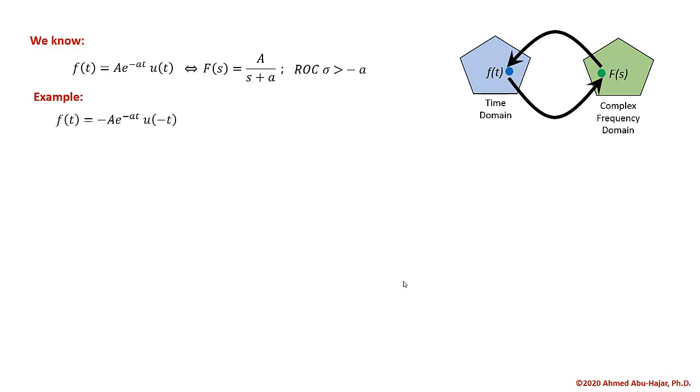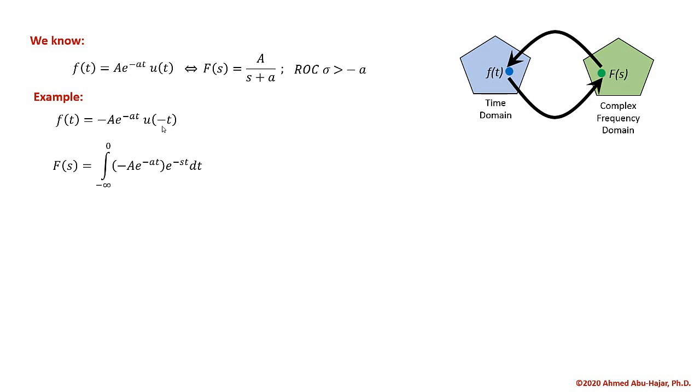Let f(t) be minus a times e to the minus at times u(-t). This says that u(t) is inverted in the time domain. That means that this function is non-zero for all values of negative t, and it is 0 for all values of positive t. So it is called anti-causal. Anti-causal means that it is 0 for all t greater than 0 and non-zero for t less than 0.